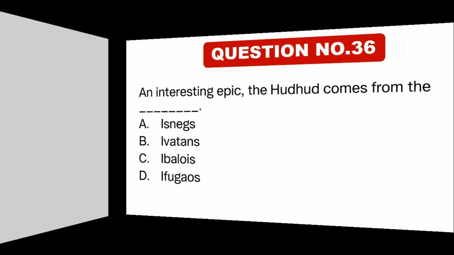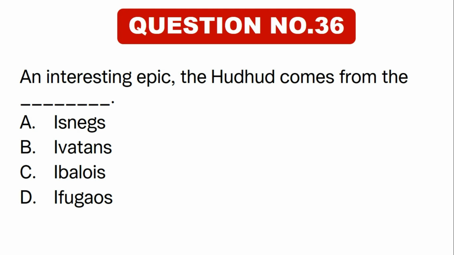Okay, number 36, an interesting epic. The Hudhud comes from A. the Isnegs. B. the Ivatan. C. the Ibaloy. D. the Ifugaos. Again, an interesting epic. The Hudhud comes from A. the Isnegs. B. the Ivatan. C. the Ibaloys. D. the Ifugaos. The correct answer is letter D.